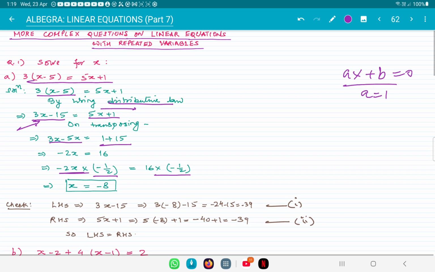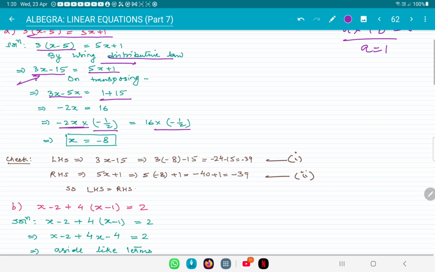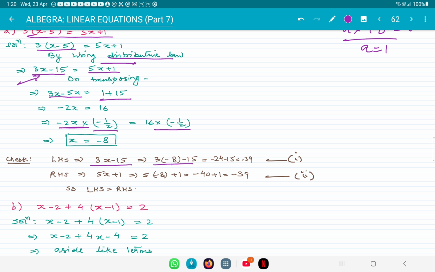Now you have to do cross checking every time. In the equation given to you, we are seeing that there is an LHS as well as an RHS. So we have to put the value x is equal to minus 8 in LHS as well as in RHS. When we put it in 3x minus 15, it becomes 3 into minus 8 minus 15. 3 into minus 8 is minus 24 and minus 15 as it is, so we get minus 39.